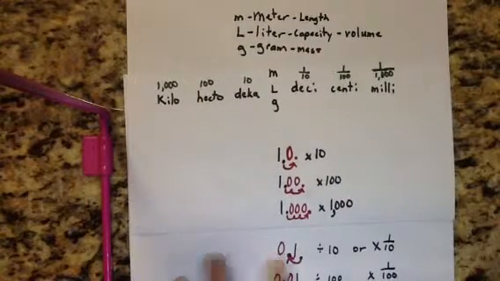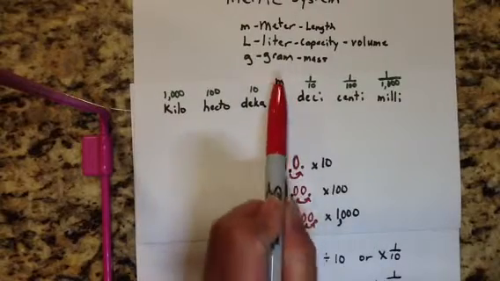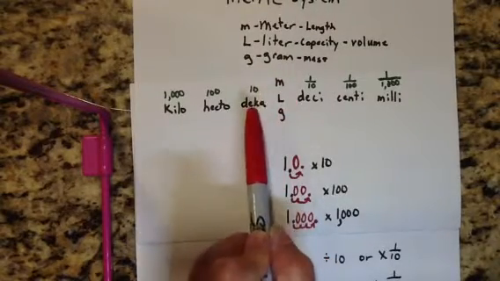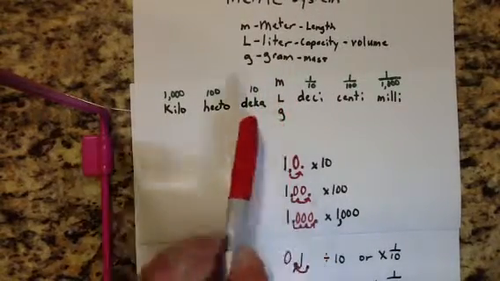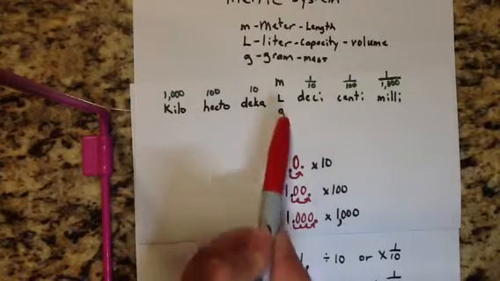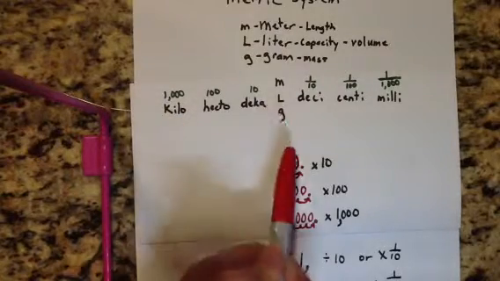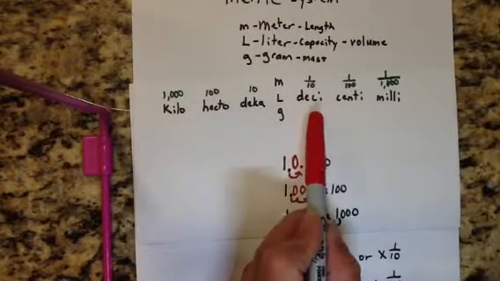Now let's look at the math of it all. Okay, if we multiply any one of these by 10, we would have a decameter, decaliter, decagram. If we multiply by 100, we'd have hectoliter, hectometer, hectogram. Multiply by 1,000, it'd be a kilometer, kiloliter, kilogram.